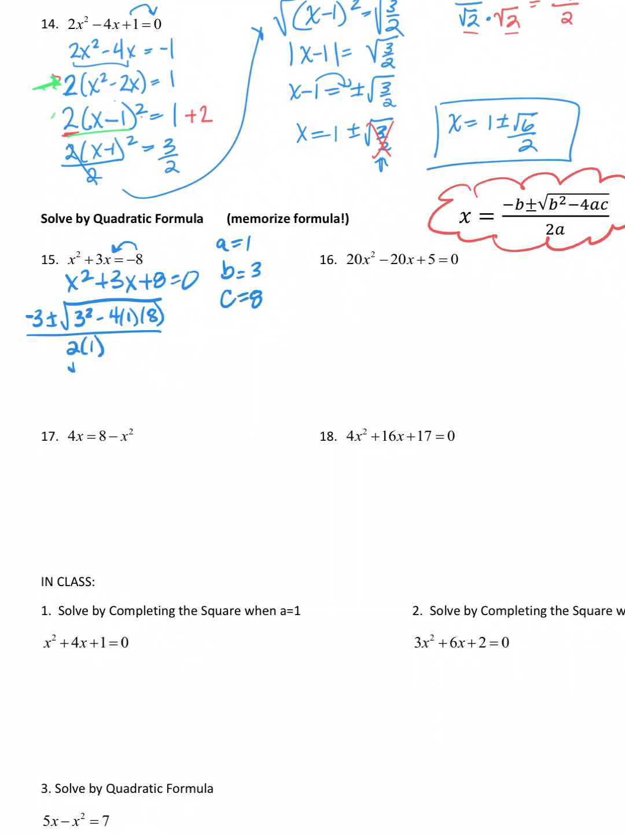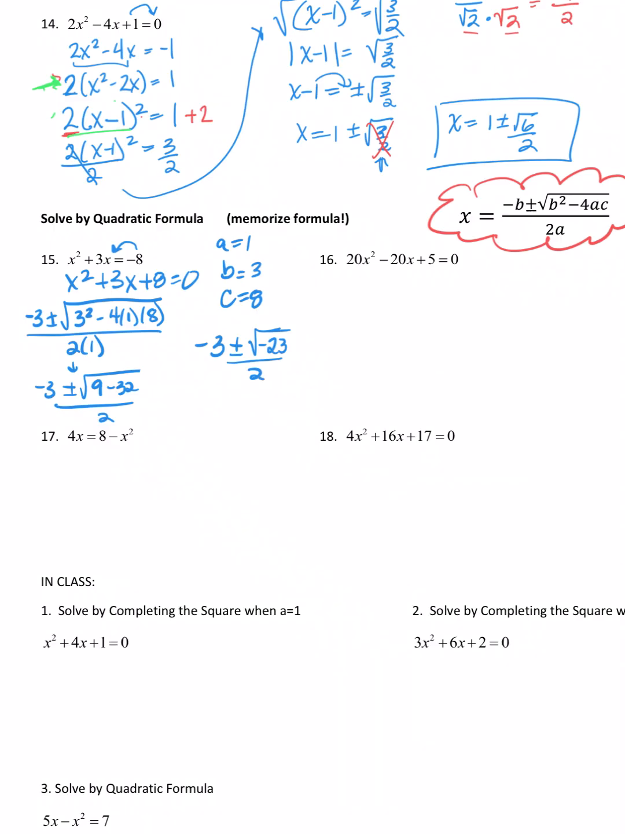All right, let's clean this up a little bit. Negative 3 plus or minus the square root of 9 minus 32, over 2. What's 9 minus 32? Well, that would be negative 23. So negative 3 plus or minus the square root of negative 23, that's gross, over 2.